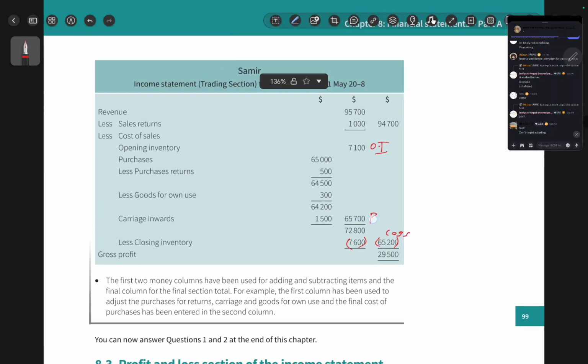The first two money columns have been used for adding and subtracting items, and the final column is for the final section totals: the total of your cost of goods sold, the total of your sales, and then the total of your gross profit.